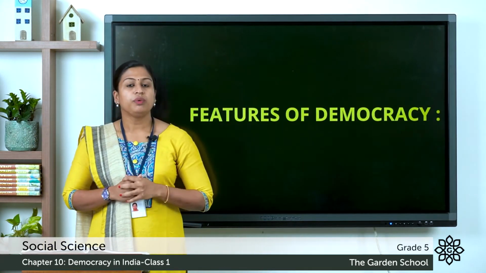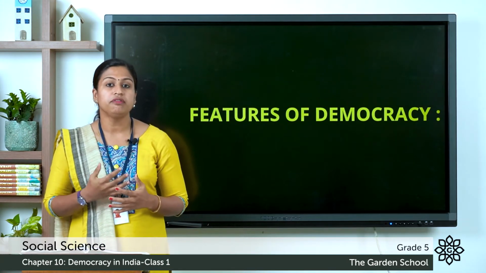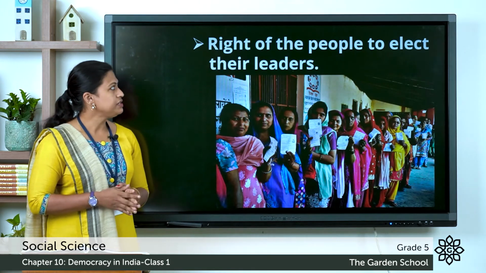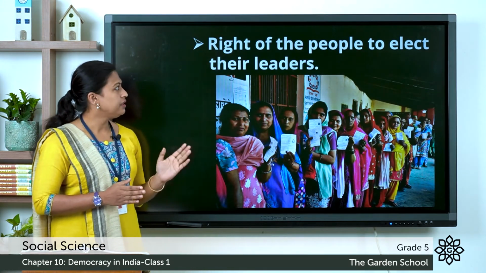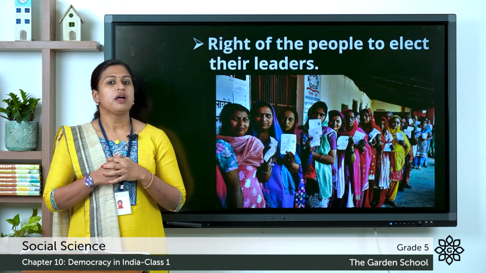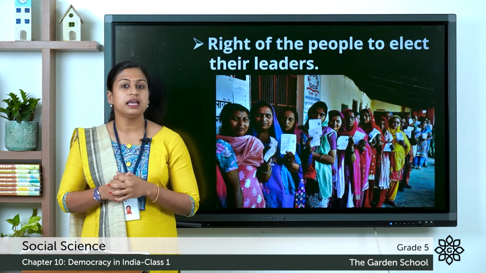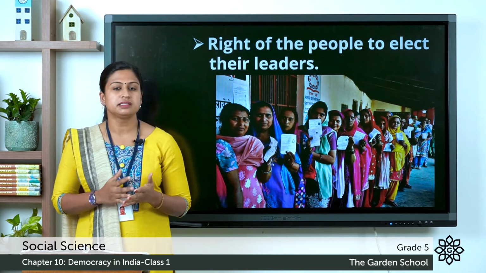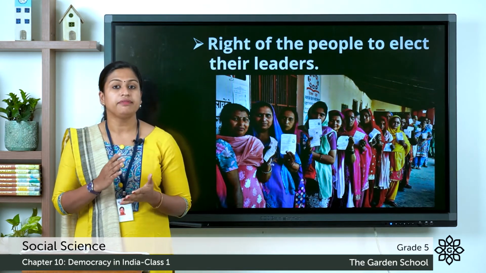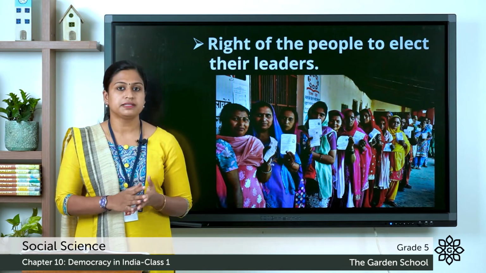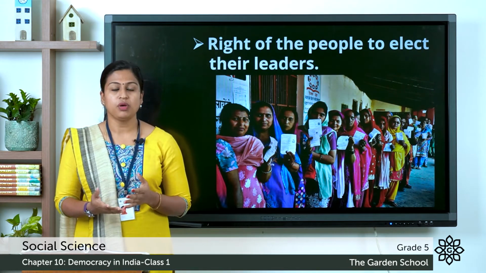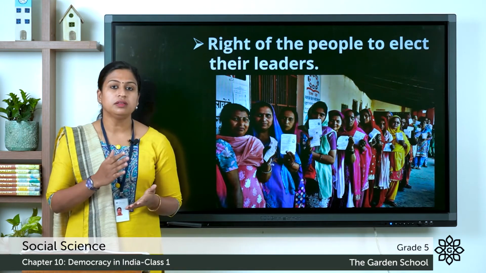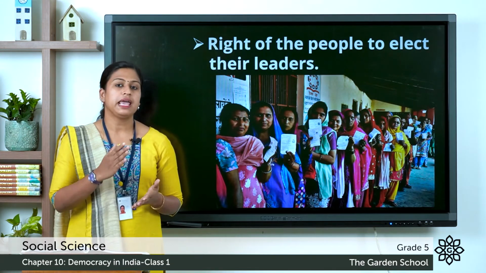Now, here we are going to discuss some of the features of democracy. The first one is the right of the people to elect their leaders. We have already discussed that India is a democratic country. That means democracy is a system of government where people have the right to elect their representatives, who represent them and form the government.